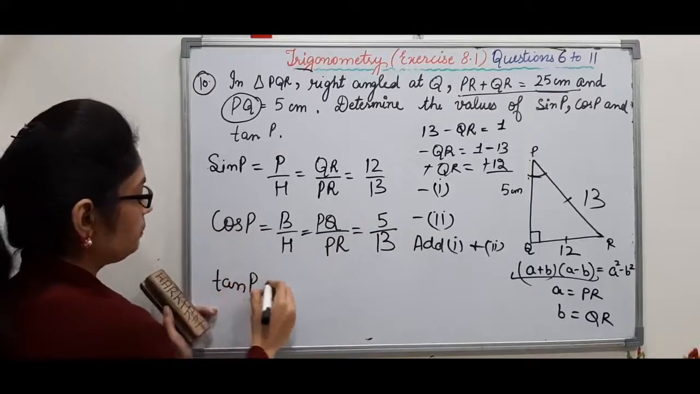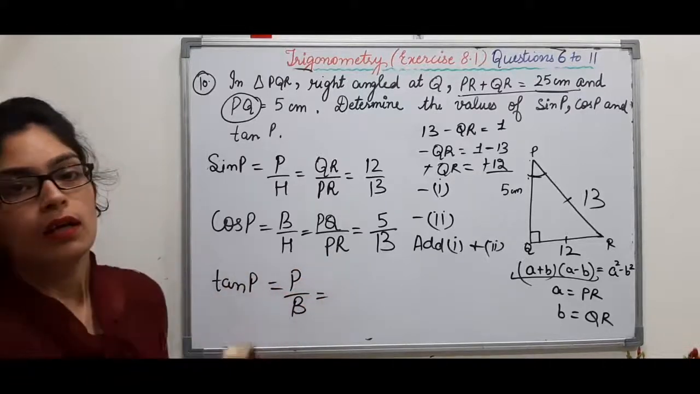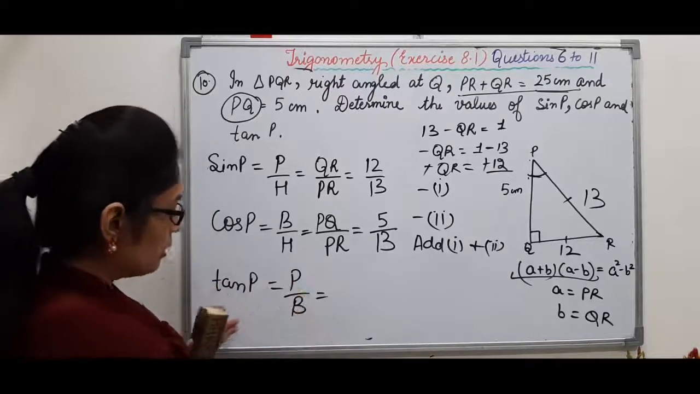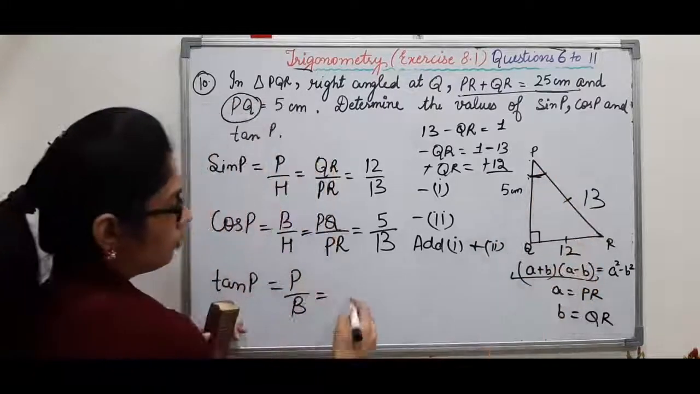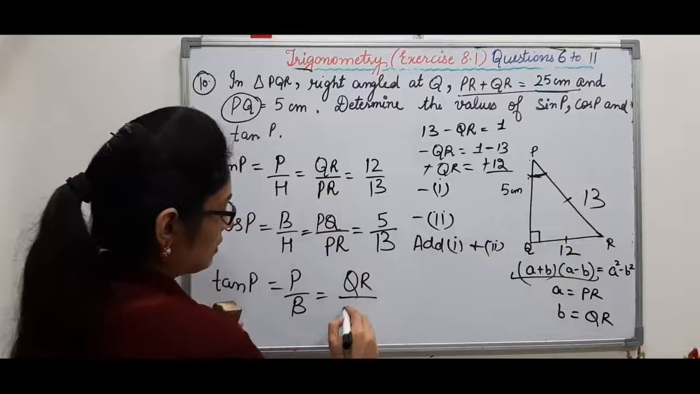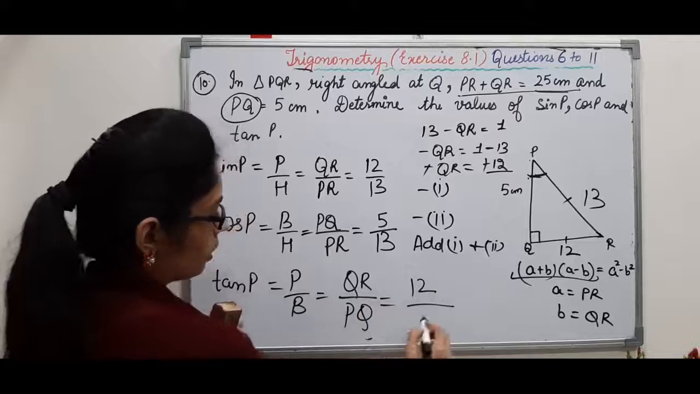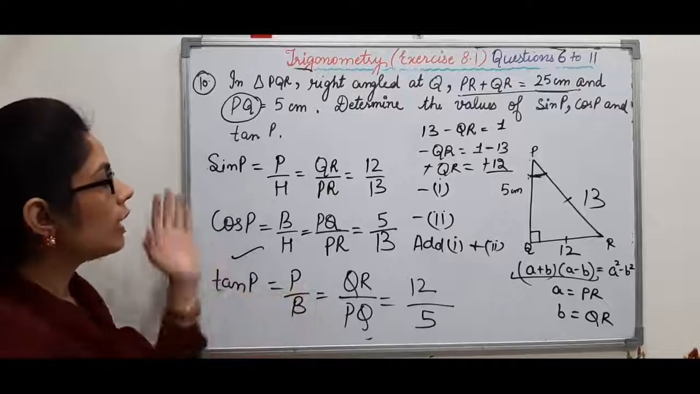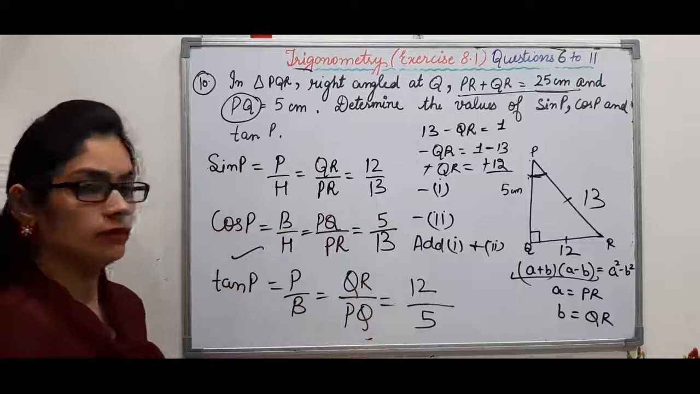Now tan P. Tan is perpendicular by base. You can also find it by using the formula tan P equals sin P by cos P, but I am going to do it this way. With respect to angle P, QR is the perpendicular because it's the opposite side, and PQ is the base because it's the adjacent side. So QR is 12 and PQ is 5. With this we have found all the values. Sin P is 12 by 13, cos P is 5 by 13 and tan P is 12 by 5.